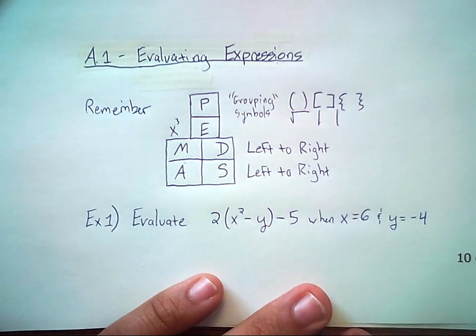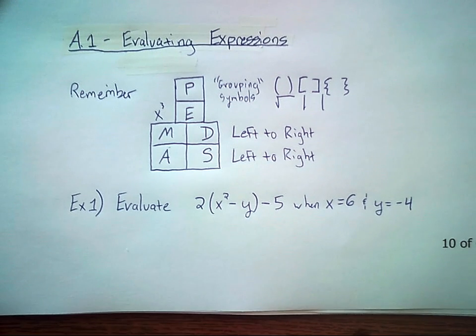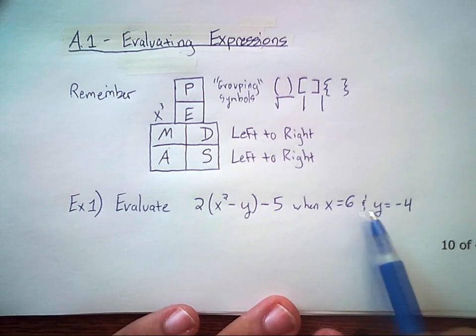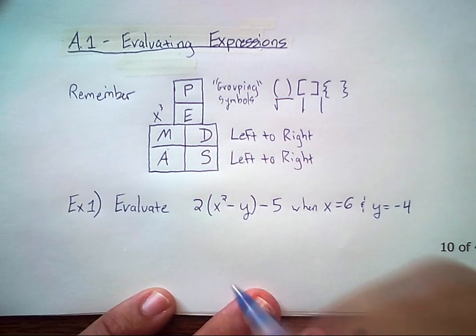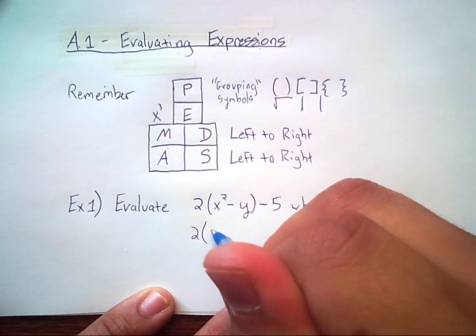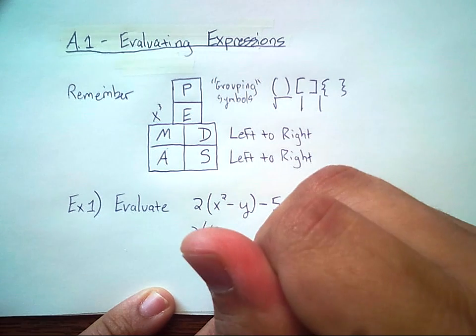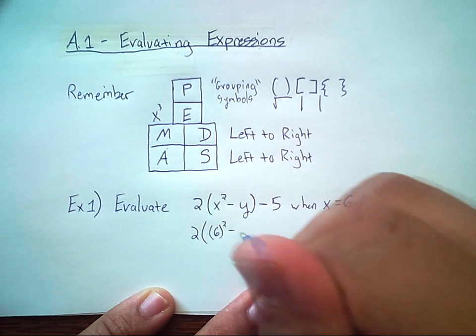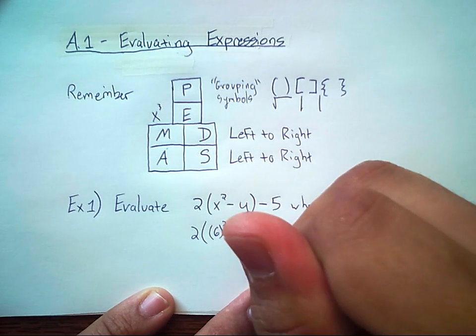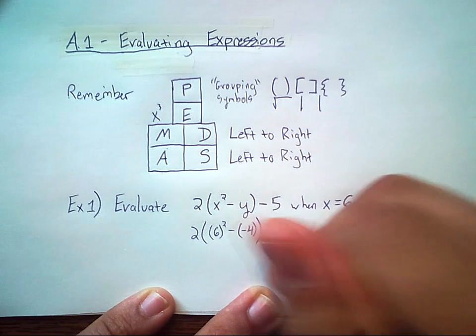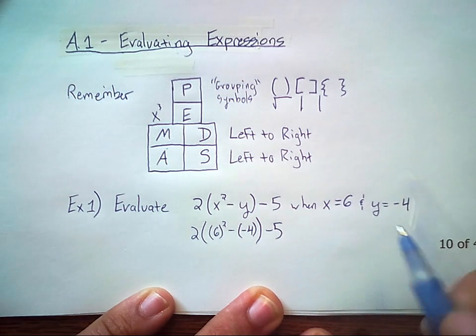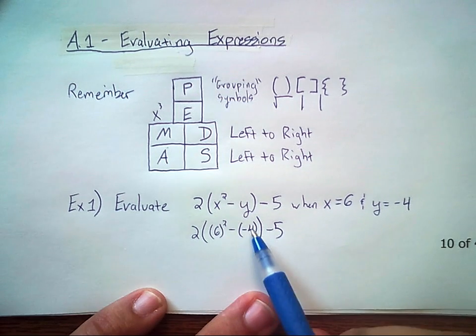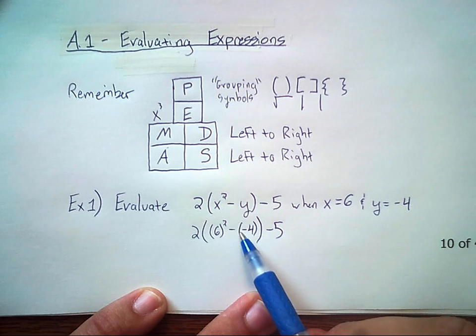Let's take a look at a quick example. Evaluate 2 times parenthesis x squared minus y parenthesis minus 5 when x equals 6 and y is negative 4. What I'm going to do first is replace every variable with its real value. And if you'll notice, I use parentheses just when I'm inserting the value, and I do this for little instances like here that's about to happen.